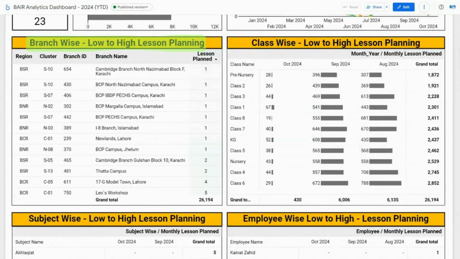Branch-Wise Low to High Lesson Planned provides a summary of lesson planning by branch, organized from lowest to highest in terms of lessons planned. The data is broken down by region, cluster, and branch ID, offering a clear view of lesson planning distribution across various branches.